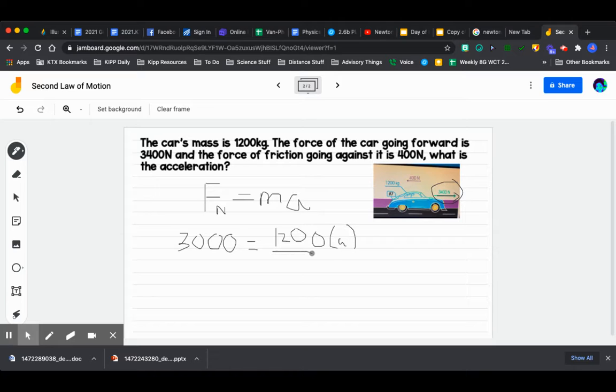If you're doing this algebraically, to get that variable a by itself, we do the opposite. It's multiplying, so we do the opposite. We're dividing by 1,200. So 3,000 divided by 1,200 equals 2.5. So acceleration equals 2.5 meters per second squared.